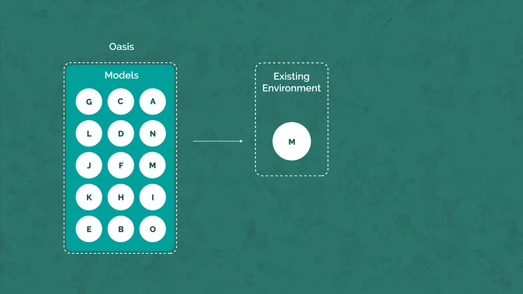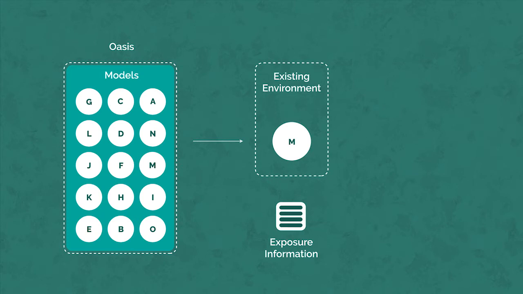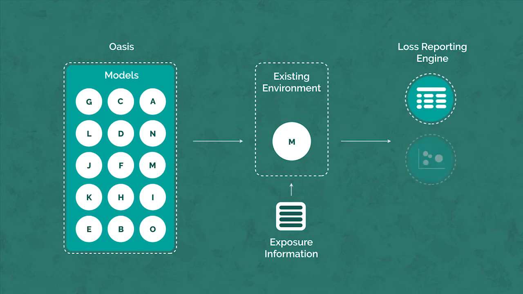You then have to have one more piece of information, which is what we call exposure information. So this is usually the built environment. For an insurance company, this could be their buildings, or it could be a city, or it could be crops or forestry. You then have to pass that information into the model. The model then uses that to calculate the loss, and then it's available in the loss reporting engine, which then gives you that information in tables or in maps, whatever you prefer.